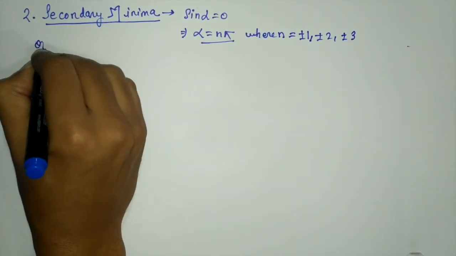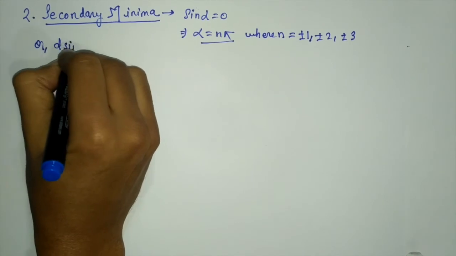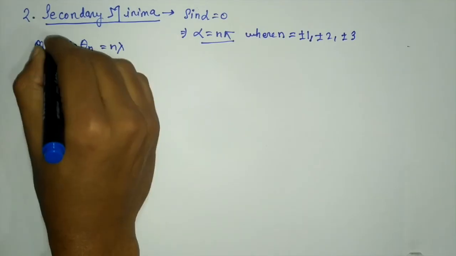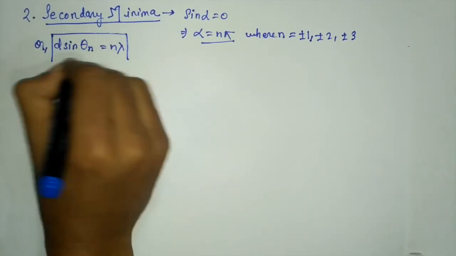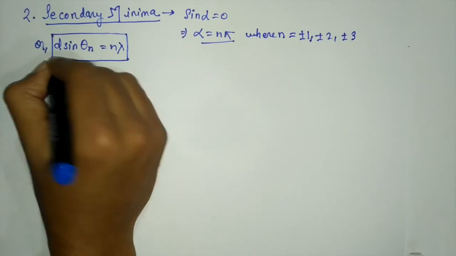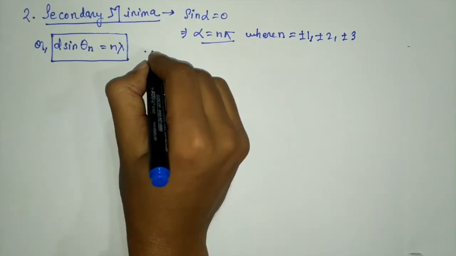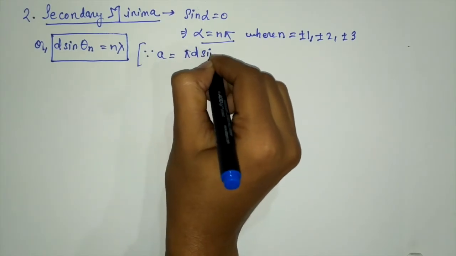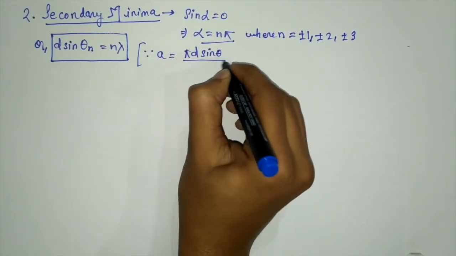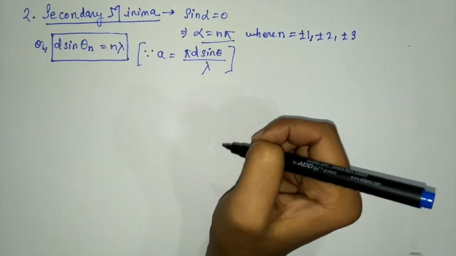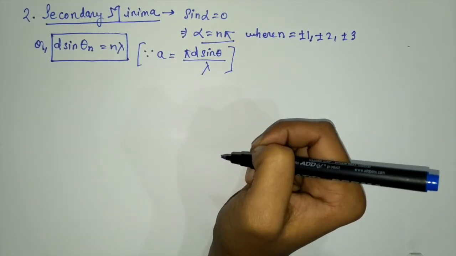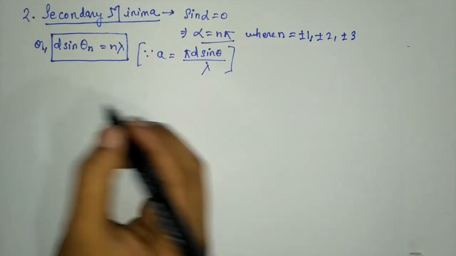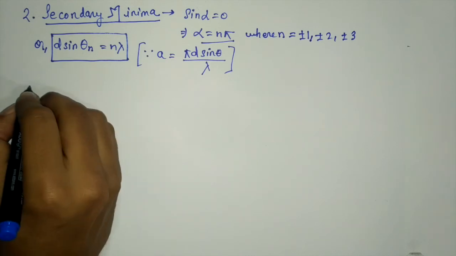Or we can say that d sine theta n is equal to n lambda. We can conclude this for the secondary minima, since alpha is equal to pi d sine theta by lambda, as we know from the previous derivation. So this is the condition for secondary minima. If this condition is followed, then we will get the secondary minima case.